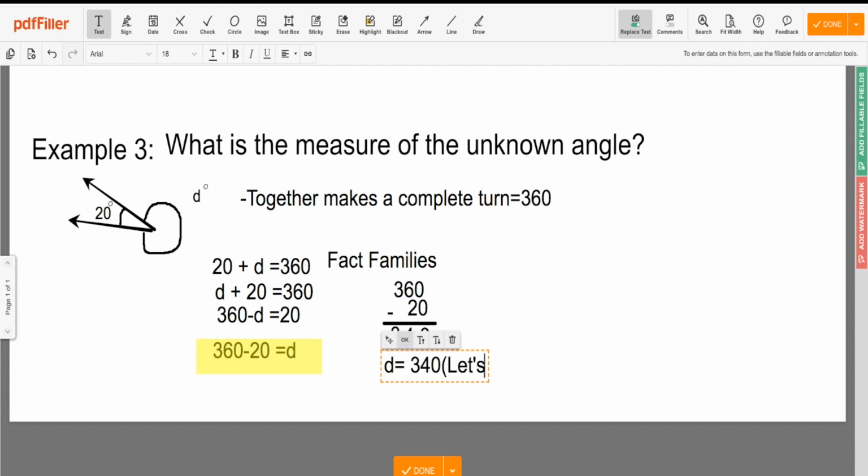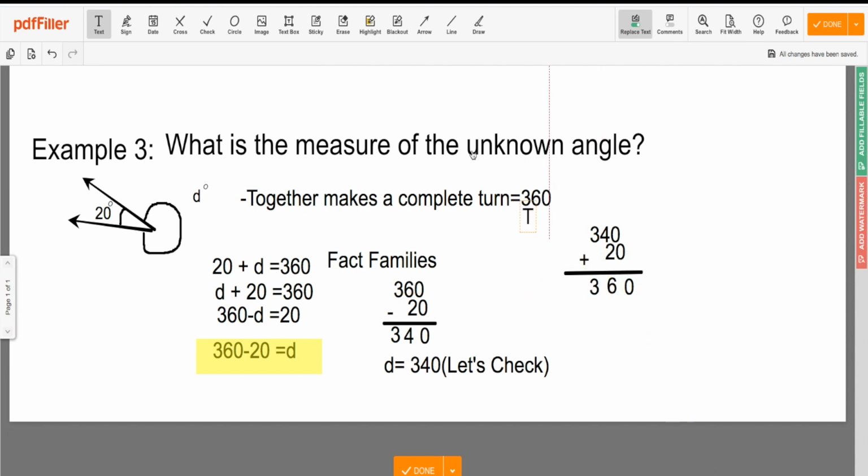Are we finished? Not yet. What do we have to do? Check it. Absolutely. Let's check. We're going to plug in our value for D, adding it to our known angle to see if it gives us a total of 360 degrees. So let's do that. 340 plus 20. 0 plus 0 is 0. 4 plus 2 is 6. And 3 plus nothing is 3, giving us a total of 360 degrees.